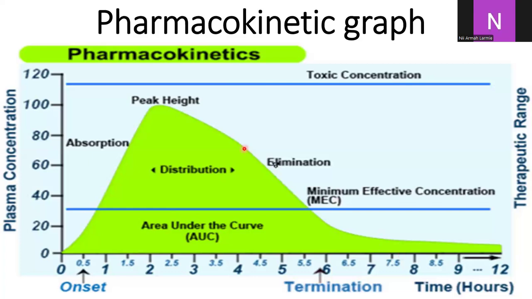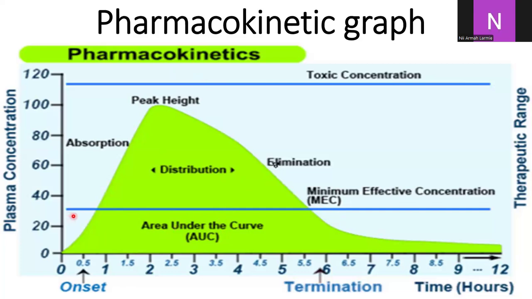And under this, we have the volume of distribution, or the area under the curve. This is how the drug is being distributed through the system. Once it has been absorbed, it's going to be distributed in the body, and then it's going to be eliminated. Now, why is this important?